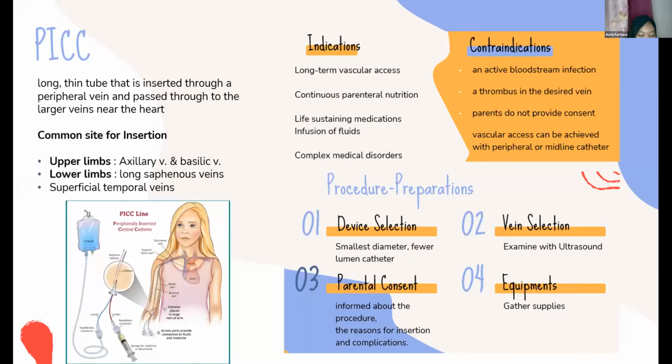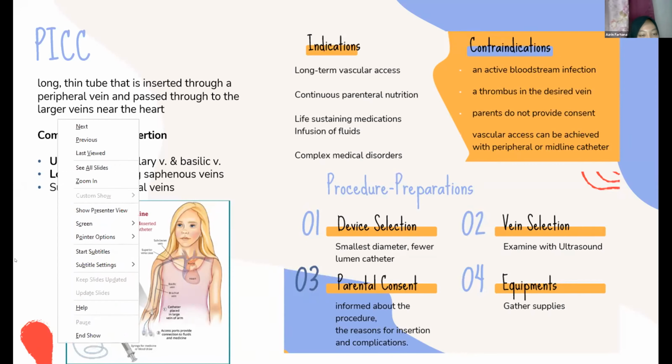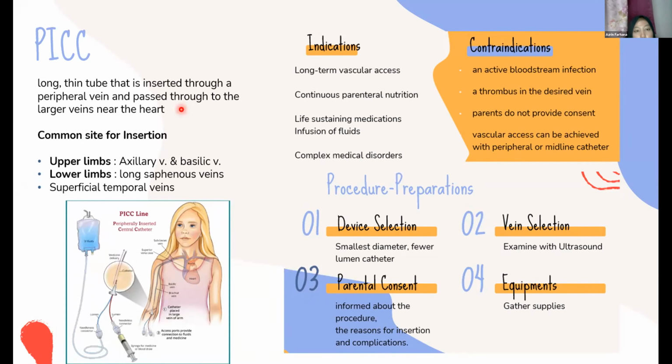Okay, so there are many types of CVADs, which is the central venous access device, and one of them is PICC. PIC or PICC is a peripherally inserted central catheter, and it is a long thin tube that is inserted through a peripheral vein and passes through to the larger veins near the heart.